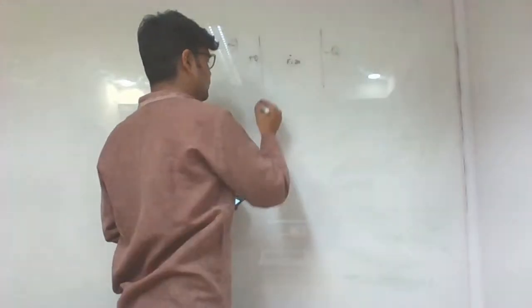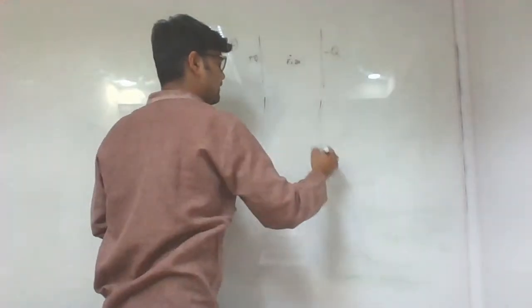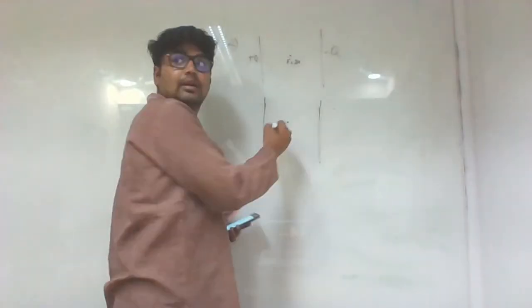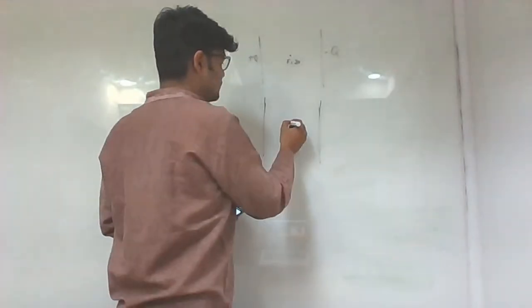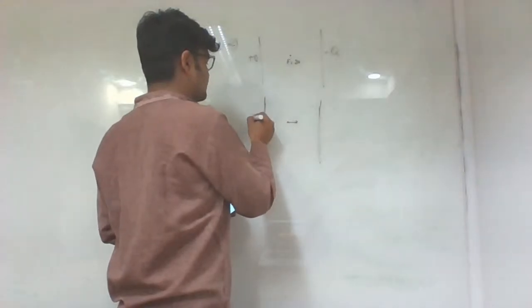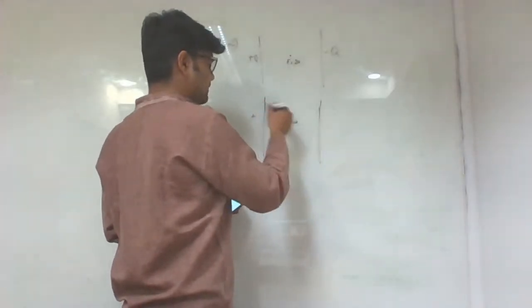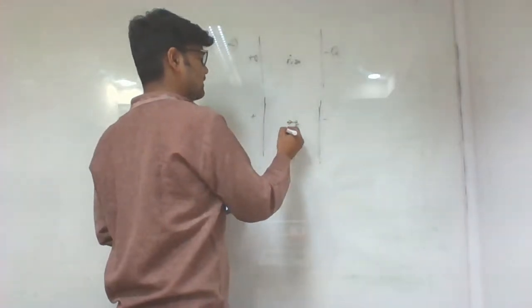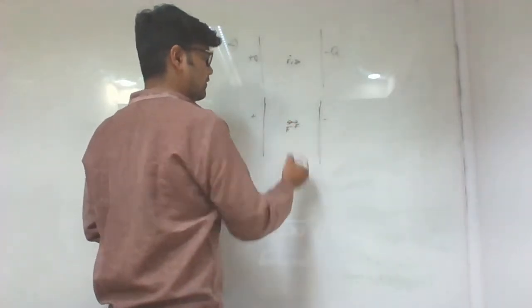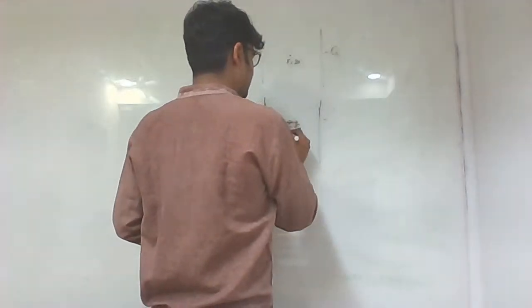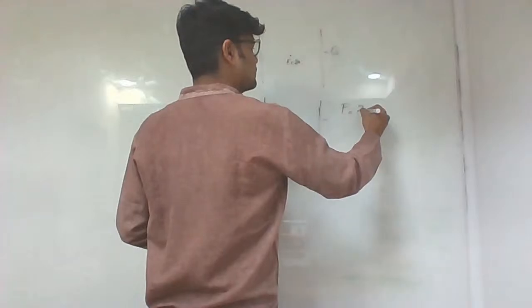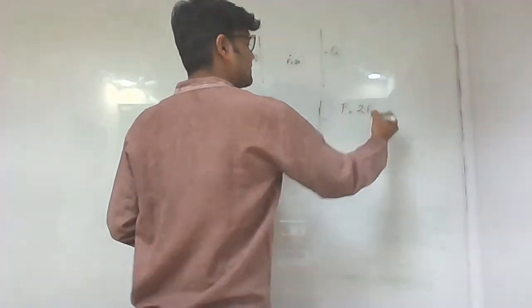Now, if one plate is removed, so if I draw the free body diagram of a particle between the capacitor, there is a force due to this positive plate which is away from the plate, F, and there is a force towards the negative plate which is towards the plate. So F plus F, 2F. So total force is 2 into force by each plate.